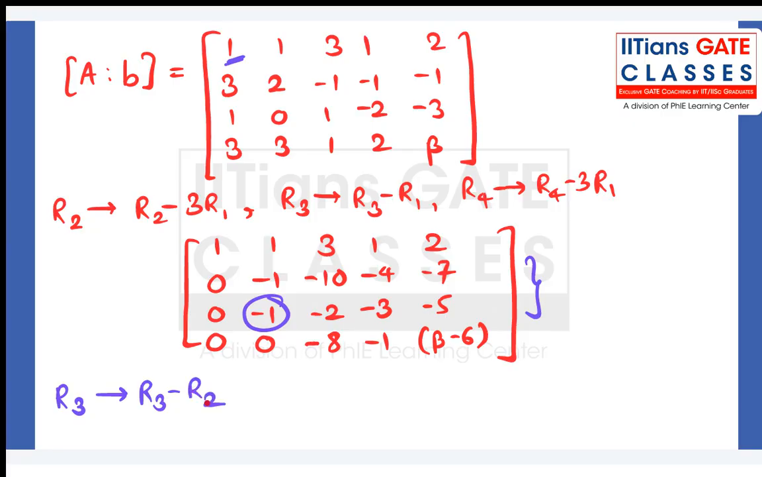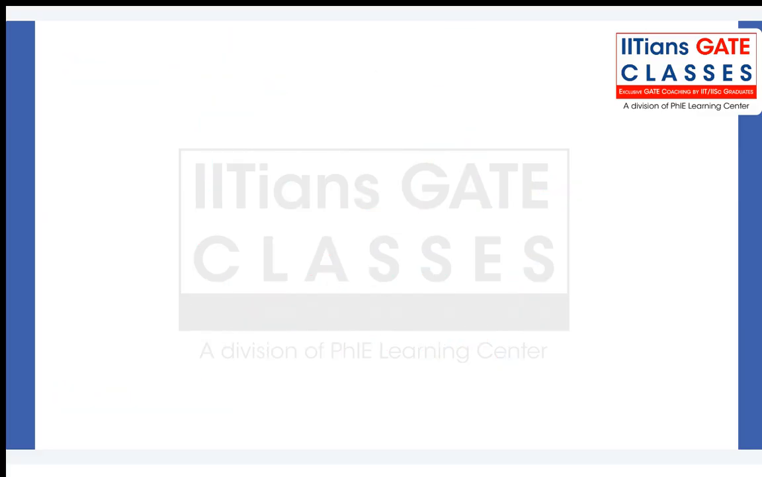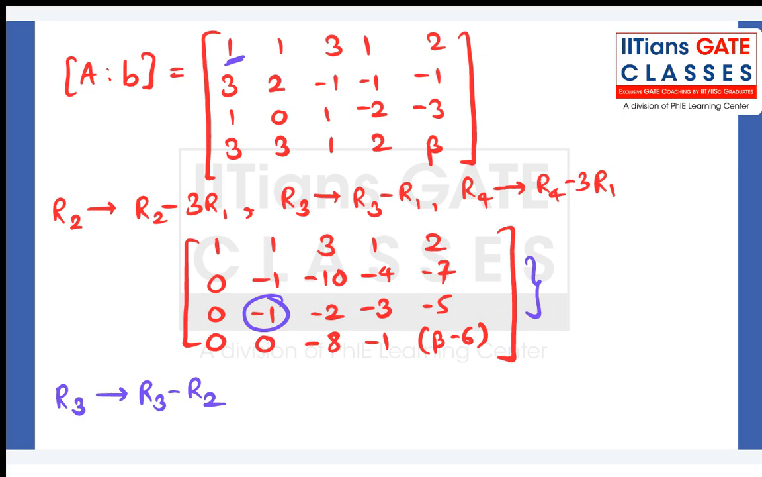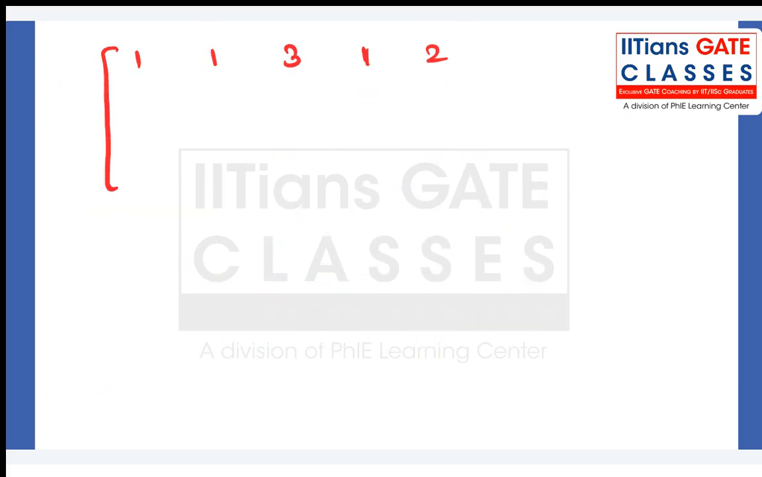If you do it this way, the next step will be: the first row remains as it is. We are not touching it. So this is 1 1 3 1 2. And the second row also we are not touching, so that will be 0, minus 1, minus 10, minus 4, minus 7. Only R3 is changed here.